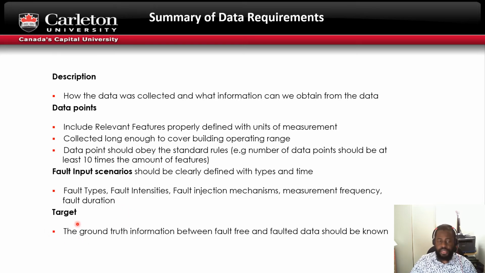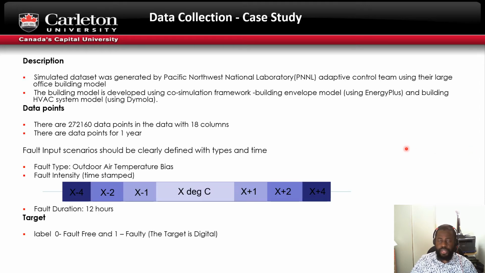And the next step is the target. So we want to know what kind of fault it is. We need to know the ground truth information, what is faulty and what is fault free, and what kind of target it is. So we went through the data collection process on a data set that we obtained from the Pacific Northwest National Laboratory for a simulation of a large office building.